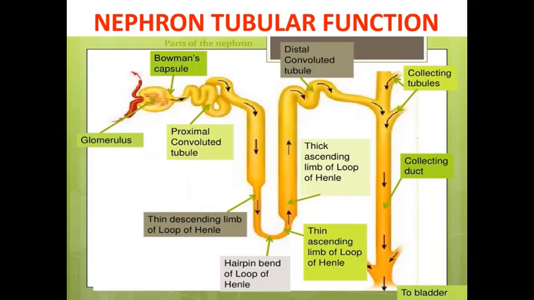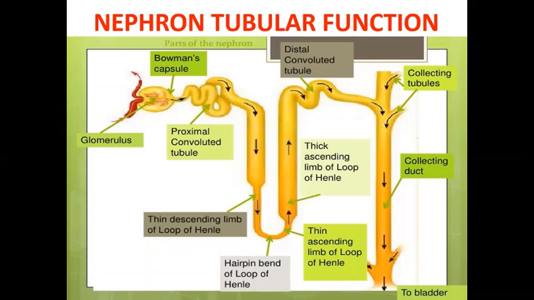From the urinary bladder, you have the urethra that is transporting urine to the outside world via the opening of the urethra. So you have the urethral opening that is responsible for removing urine to the outside world during urination. So this is just the anatomy of the kidney nephron.